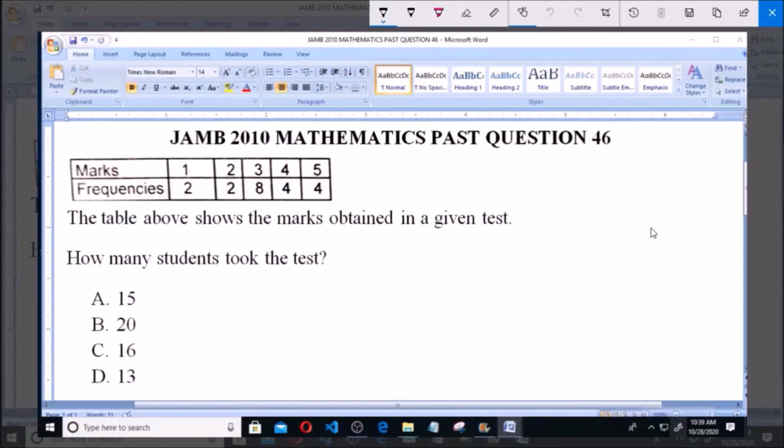Hello, good day and welcome. I will be answering JAMB 2010 Mathematics Past Question 46. The table above shows the marks obtained in a given test. How many students took the test? Option A says 15, option B says 20, C says 16, and D says 13.